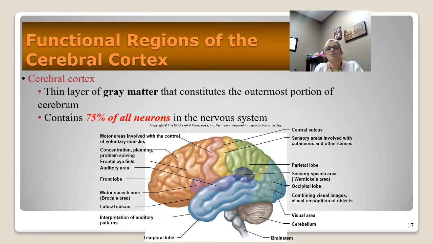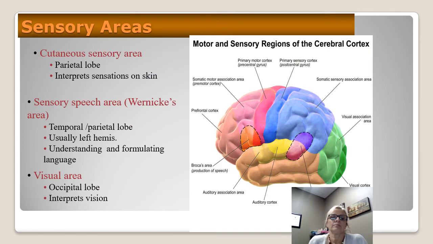So the cerebral cortex is about 2 to 5 millimeters of gray matter and is a thin layer that forms the outermost portion of the cerebrum. Understanding which areas of the brain have which functions is important. Like we said, if somebody's had a stroke, you can tell which area of the brain is affected by which motor or sensory functions are limited. We have different areas for speech, Wernicke's area, Broca's area. We'll look at some of these different areas, okay?